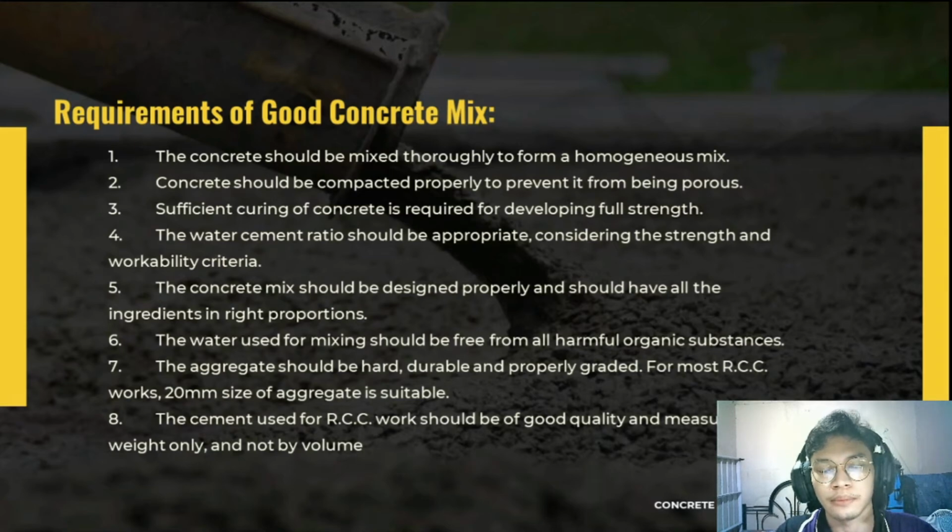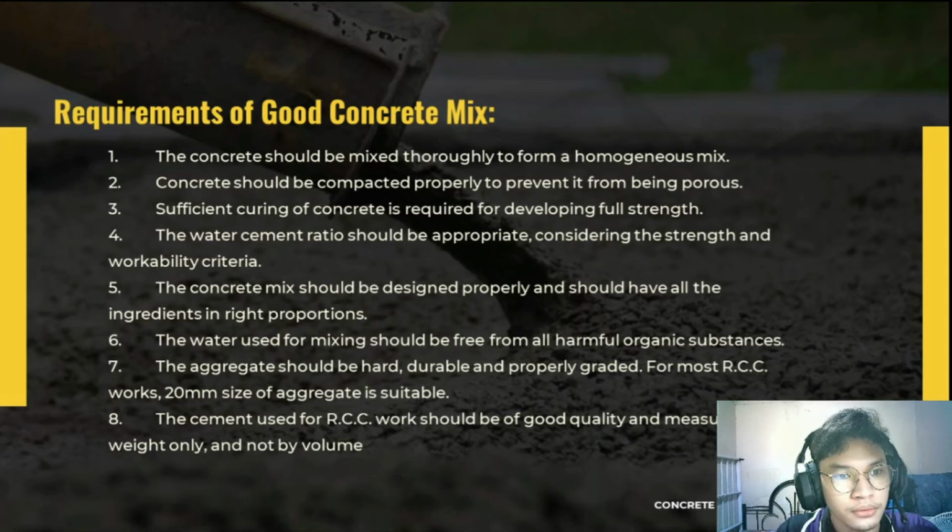Requirements of good concrete mix. Number 1. The concrete should be mixed thoroughly to form a homogeneous mix. So when we say that the concrete should be mixed thoroughly to form a homogeneous mix, it says that all the ingredients or materials should be combined properly so that the composition will be uniform all throughout the mixture.